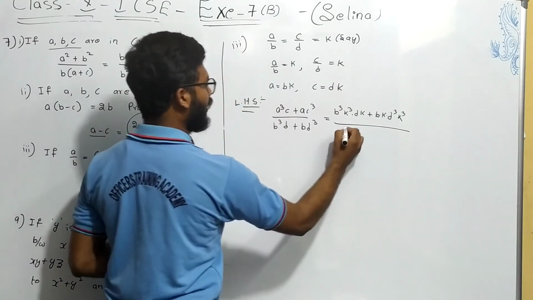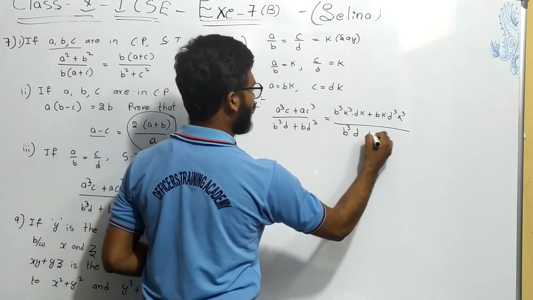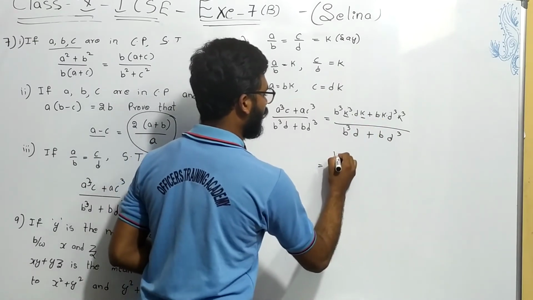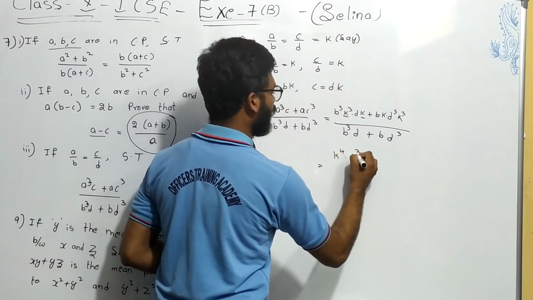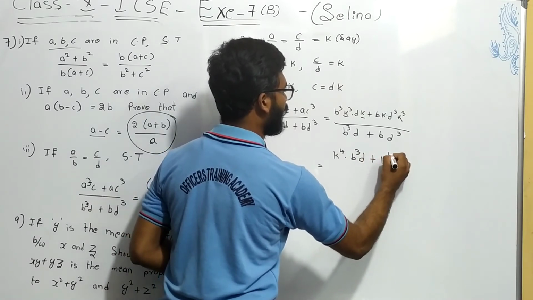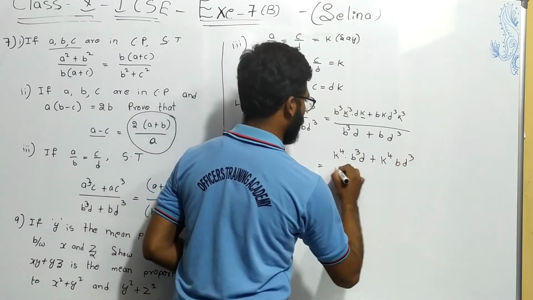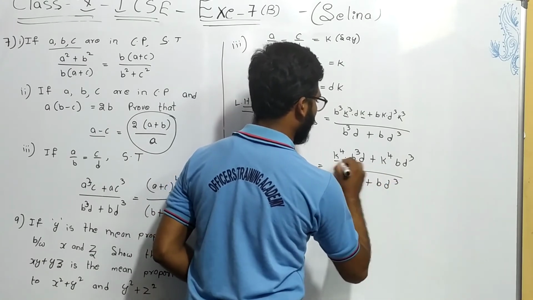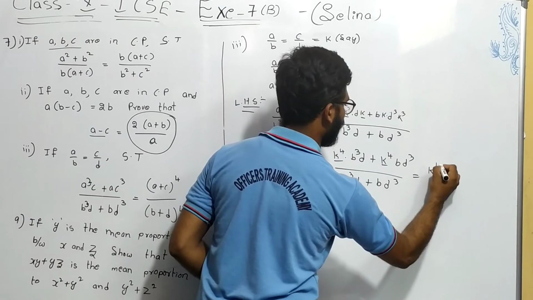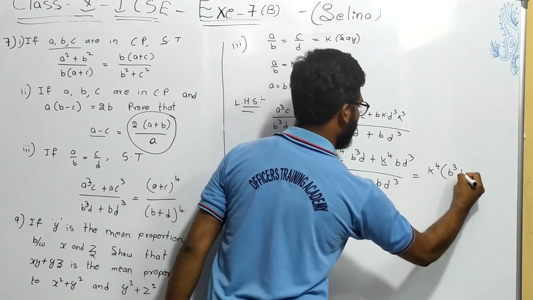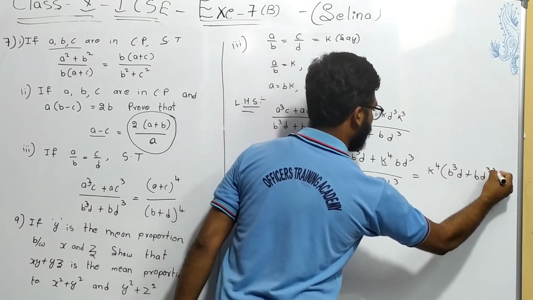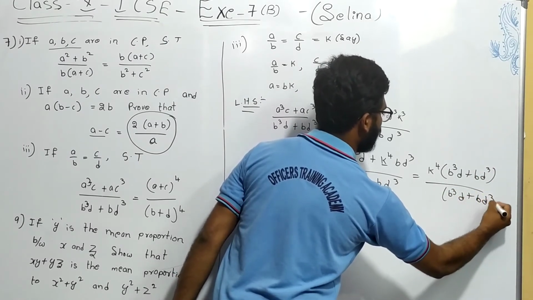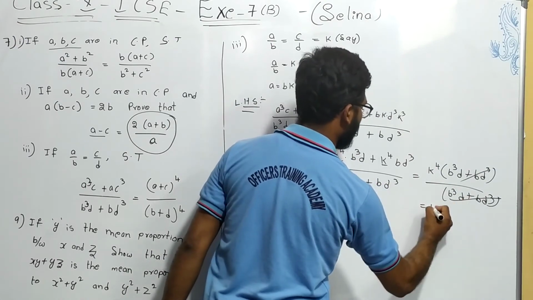In the same way here B cube D plus BD cube. Now K cube into K, it is K power 4 into B cube D plus K power 4 into BD cube by B cube D plus BD cube. So K power 4 is common. If I take K power 4 common, I will get B cube D plus BD cube by B cube D plus BD cube. So these two will get cancelled. That is equal to K power 4.